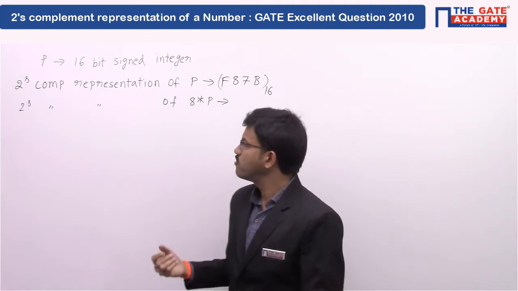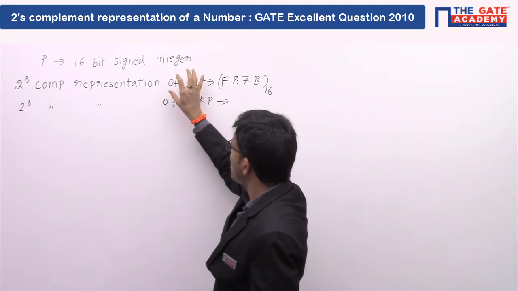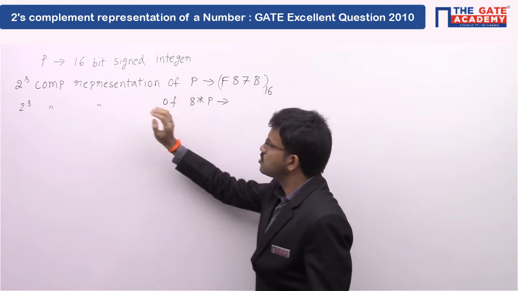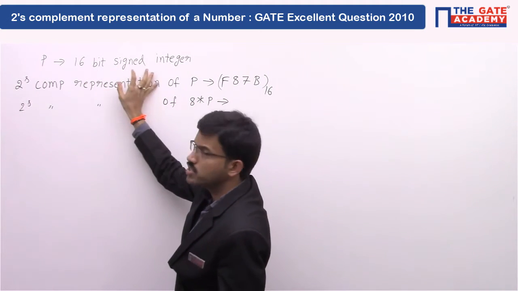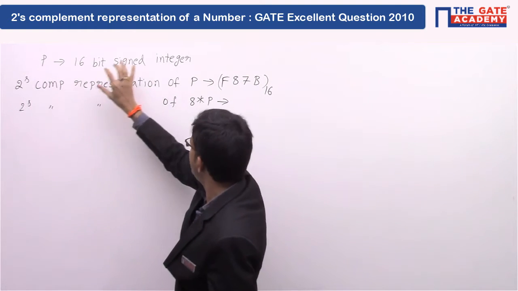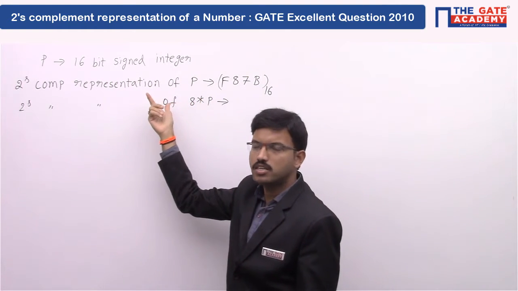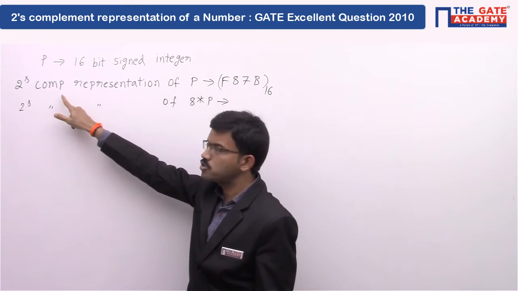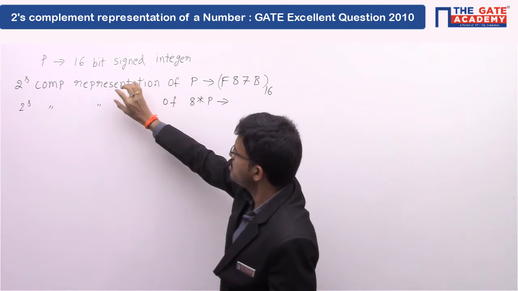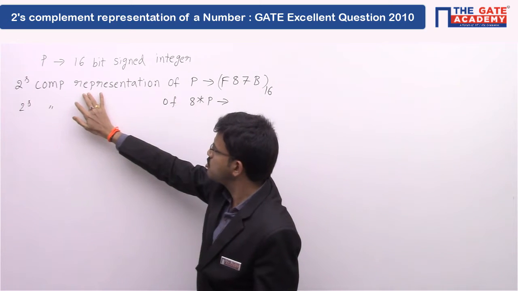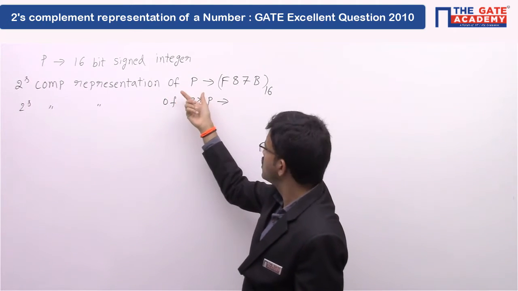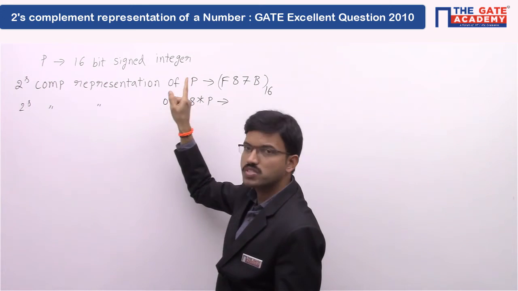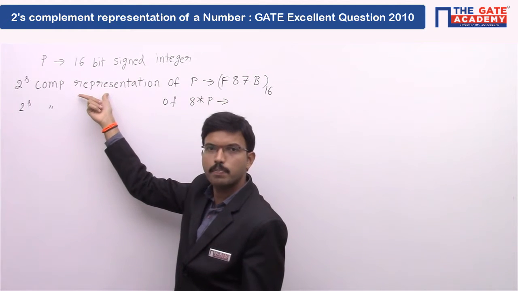See here, one very important thing: 2's complement of a number is different from 2's complement representation of a number. 2's complement of a number means if you have a positive number and apply 2's complement, it will become negative. Similarly, if you have a negative number and apply 2's complement, you will get a positive number. Here the wording is very important. He has mentioned 2's complement representation of a number. That means if the number is positive, the sign bit will be 0. If the number is negative, the sign bit will be 1. That is the meaning of 2's complement representation of a number.